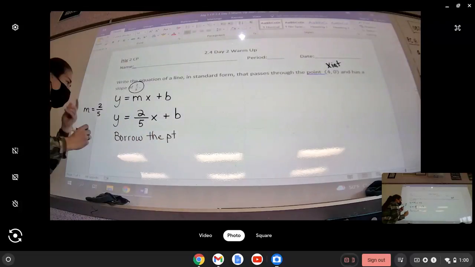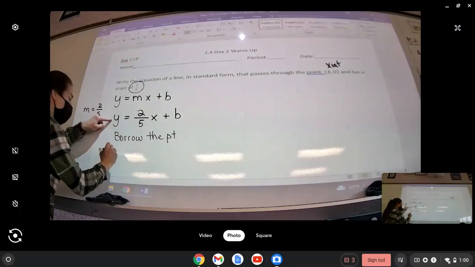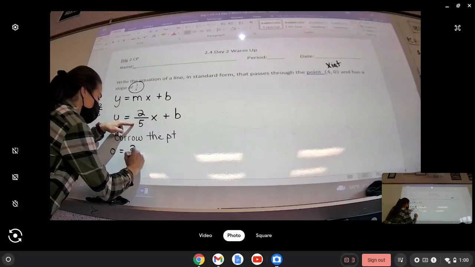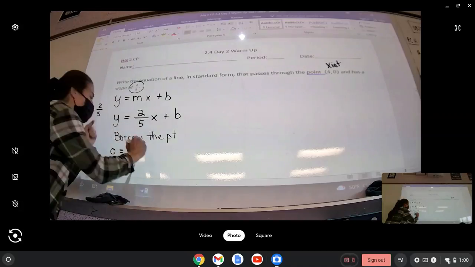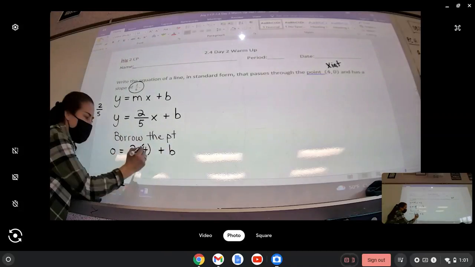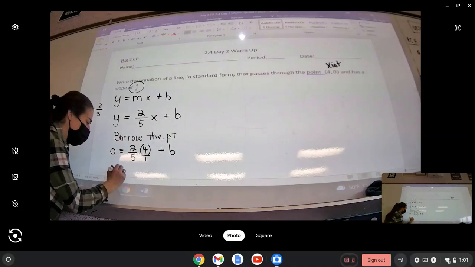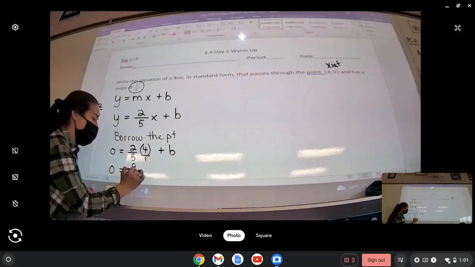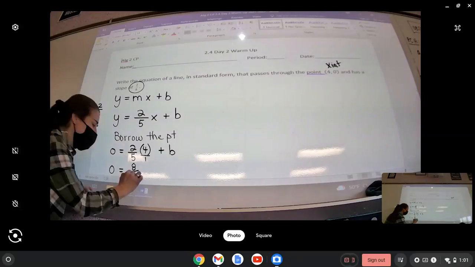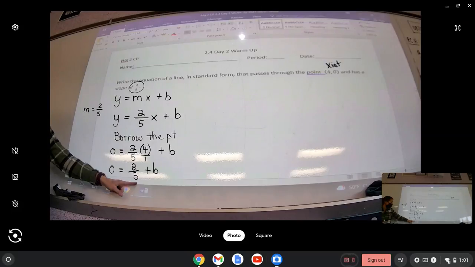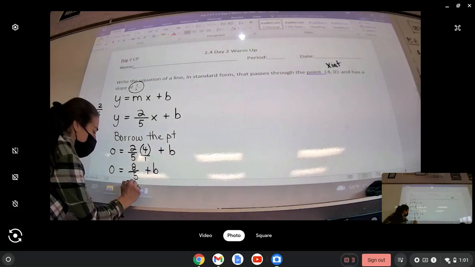So everybody needs to borrow that point and solve for b. All right, so let's plug it in. So I'm plugging 0 in for y, 2/5 times, not x, I'm plugging the 4 as my x-coordinate in, and then plus b. All right, well, guys, let's clean this up. That gets us 0 equals, what's 2 times 4 on top? 8 over, what's 5 times 1 on bottom? 5, and then plus the b. What's the only thing you got to do with 8/5 to move it away from b? Wait, it's positive, so we'll subtract it.